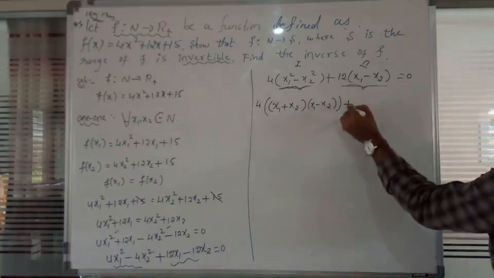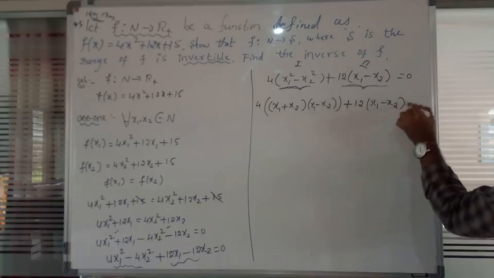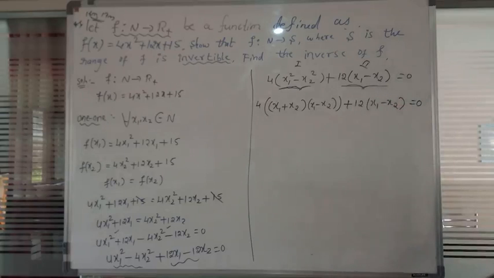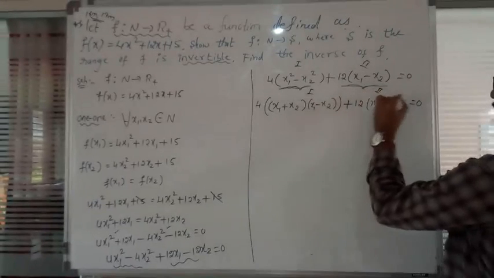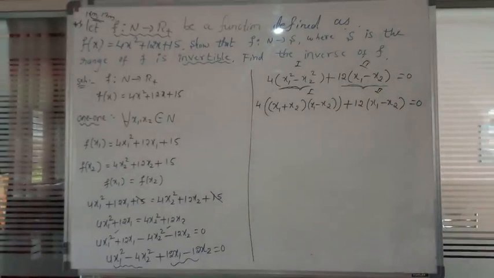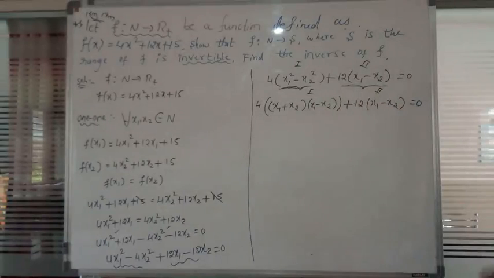Next, we write plus 12 of x1 minus x2 is equal to 0. Now this is considered as the first element, this is considered as the second element. From these two equations, what is the common value?